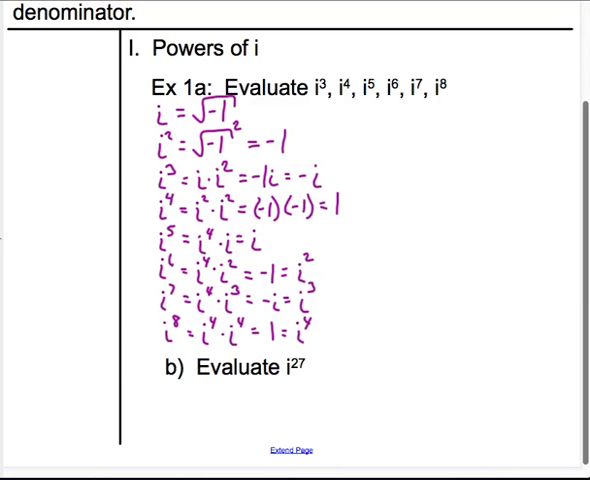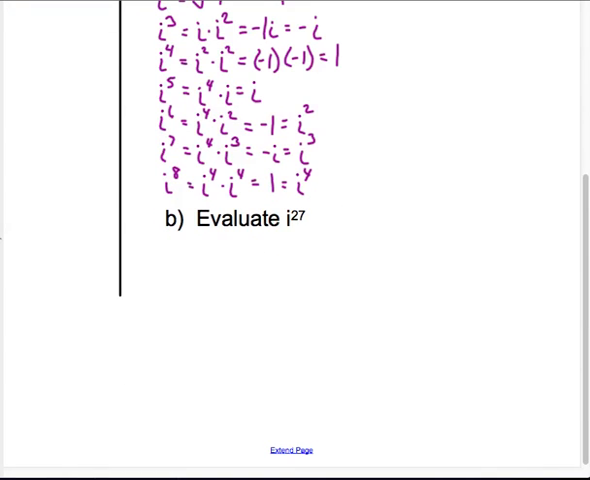So what happens is, for every multiple of 4 that your exponent is, the pattern repeats. To evaluate something like i to the 27th, we need to figure out what multiple of 4 we can split that up as. Well, the highest multiple of 4 that goes into 27 is 24, and there's 3 left over. So i to the 27th is the same thing as i cubed, because i to the 24th is 1, since it's a multiple of 4. i cubed is the same thing as -i. So i to the 27th simplifies to -i.